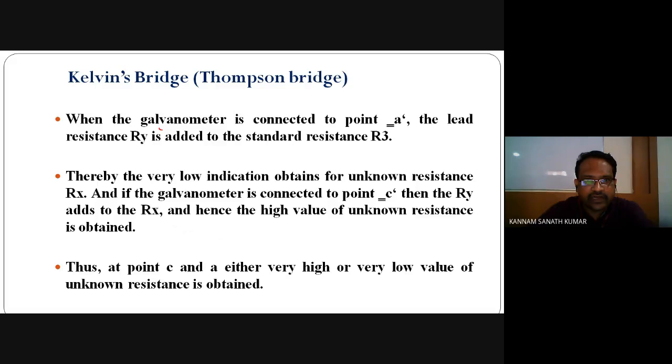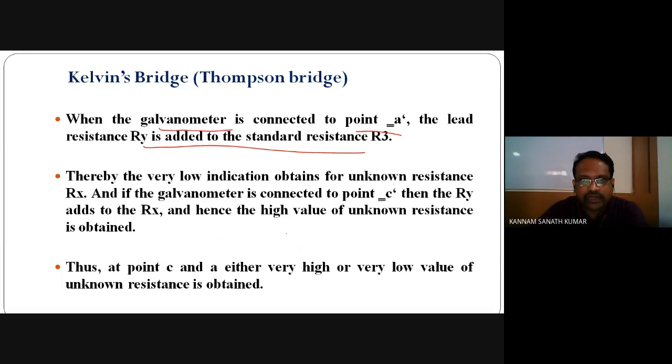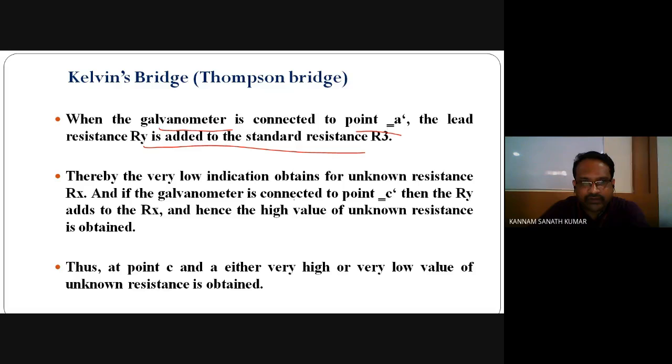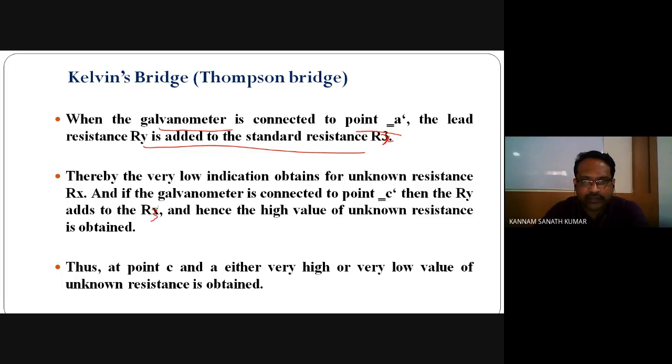Same thing, I will explain here. When the galvanometer is connected to point A, the lead resistance Ry is added to the standard resistance. When the galvanometer is connected to point C, the lead resistance is added to R3.